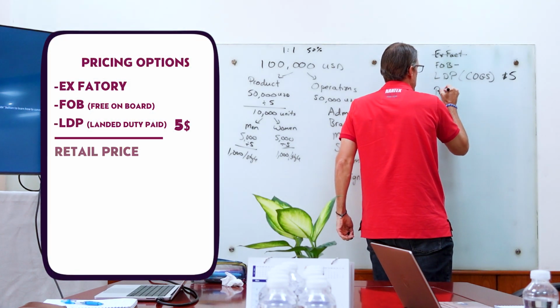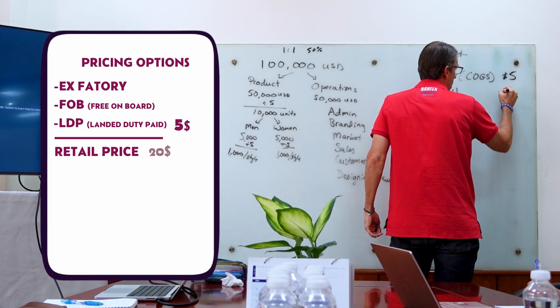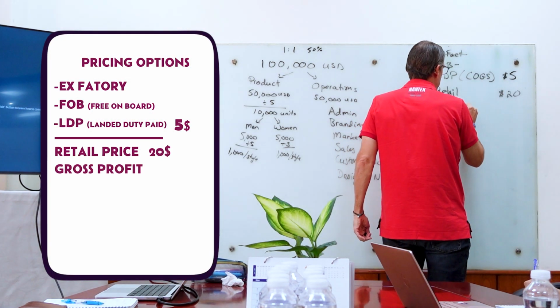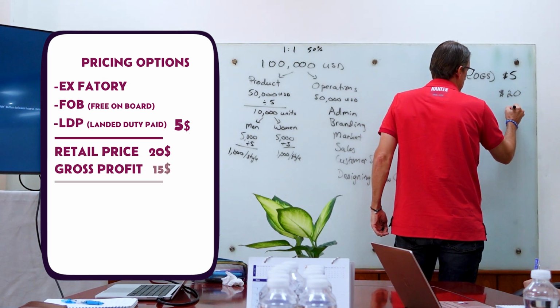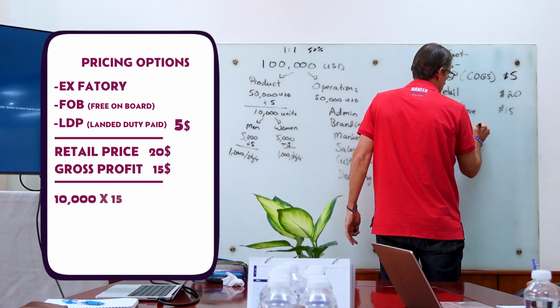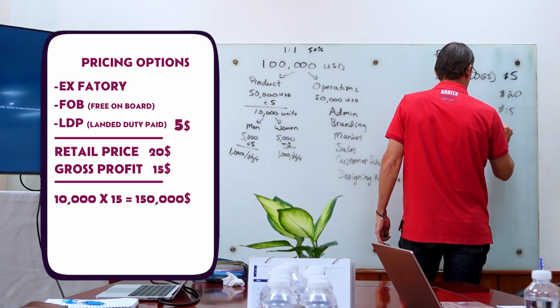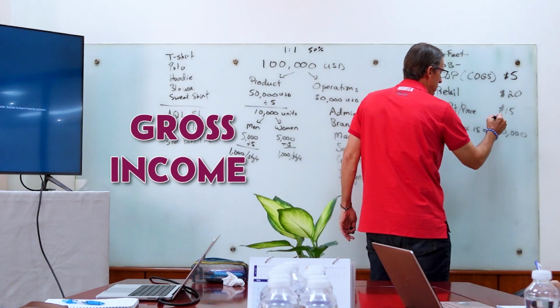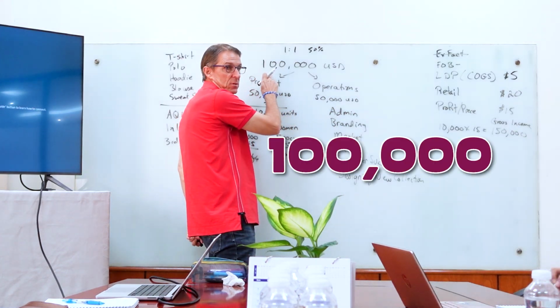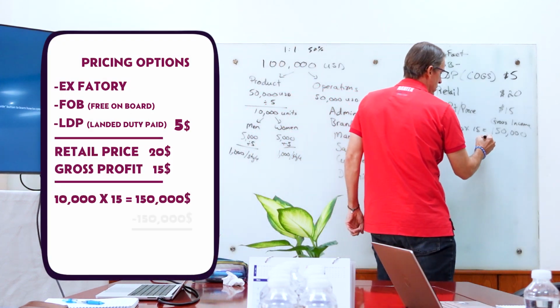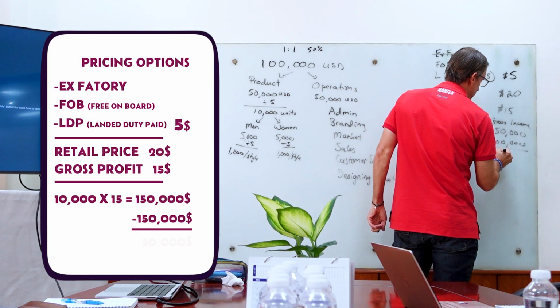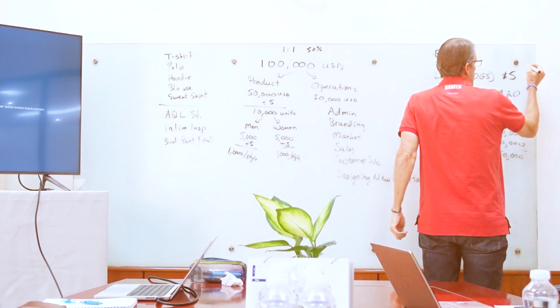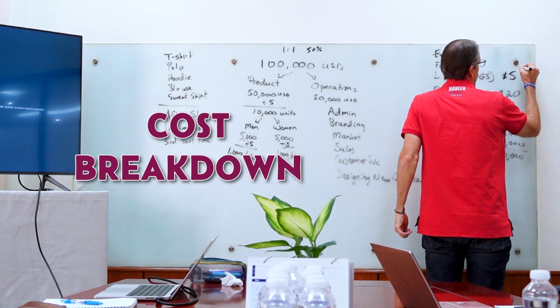Your retail price, on average, let's say $20. Your gross profit per piece is 15. 10,000 times 15 is 150,000. That's your gross income. You started with 100,000. So you minus 100,000, you made 50,000 profit. Okay, so let's do the cost breakdown.